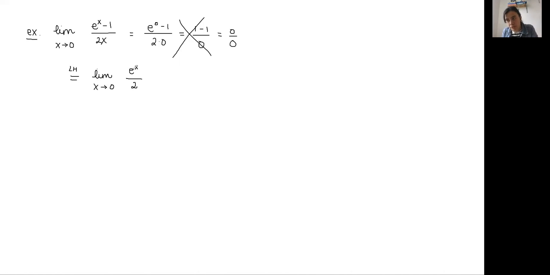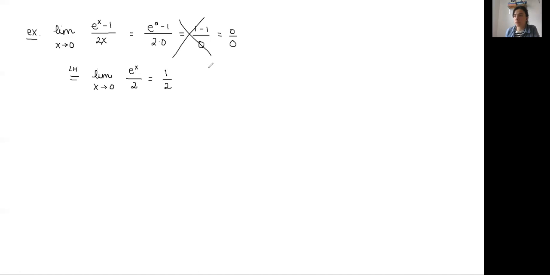Once you have found the derivative, you can try to plug in again. If you get a result, then you get a result. If not, then you might have to take the derivative again. So the derivative of this evaluated at 0, e to the 0 is just equal to 1. And then you have divided by 2, so this is 1/2, and you're done.